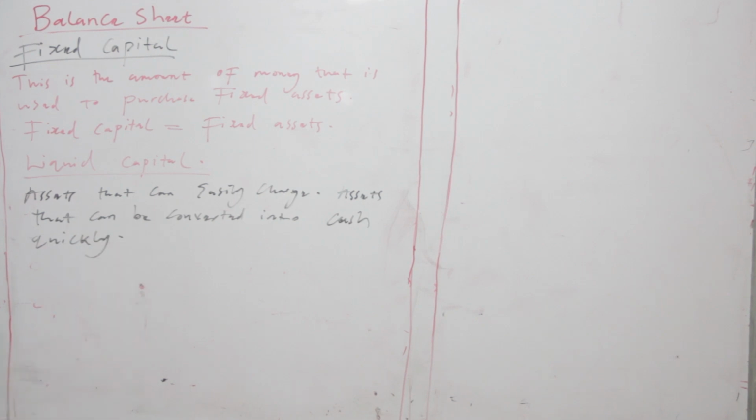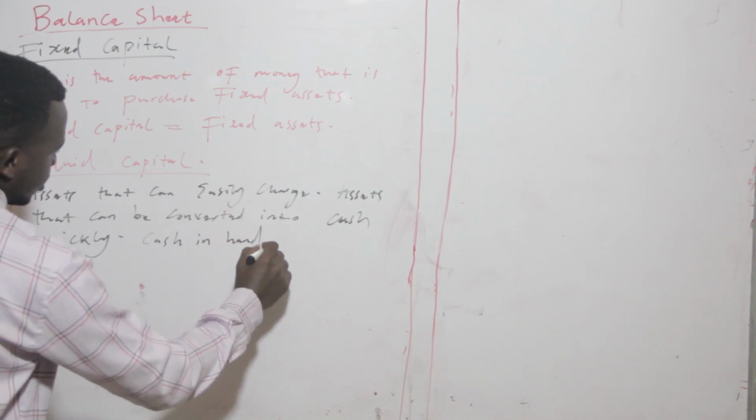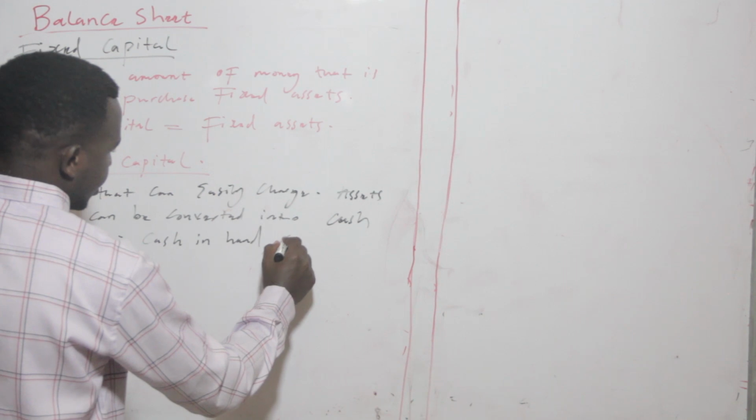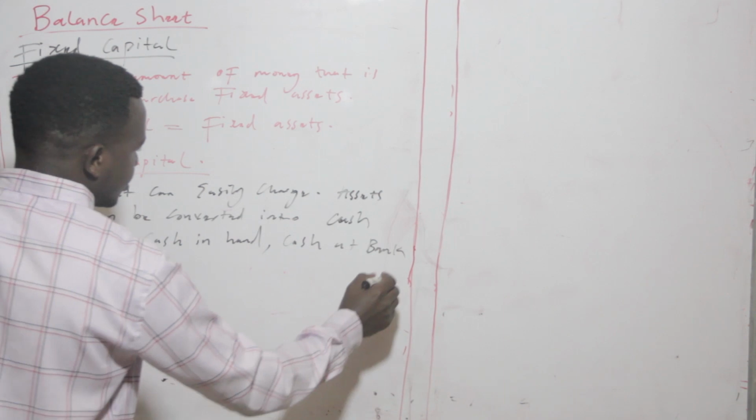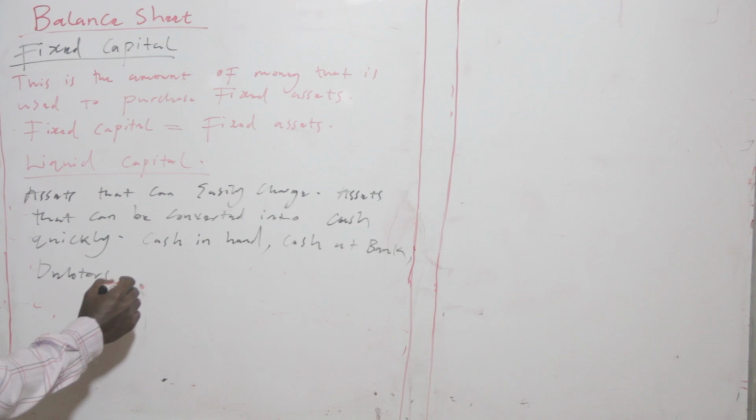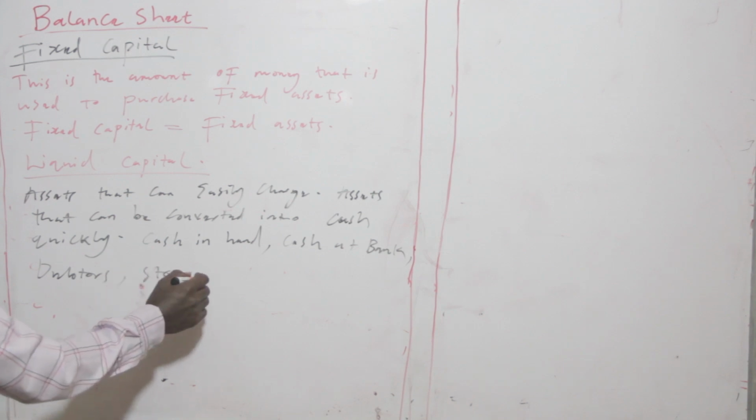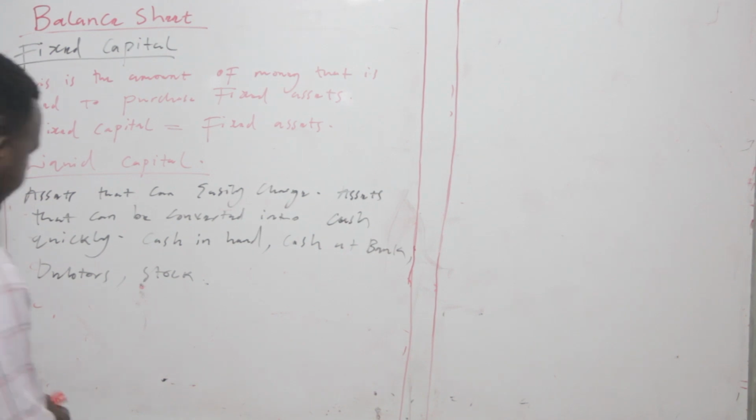And giving examples of liquid capital, we are going to have cash in hand, which is more liquid, then followed by cash at bank. Then also having debtors. We're also having stock, although stock is the least liquid amongst these current assets.